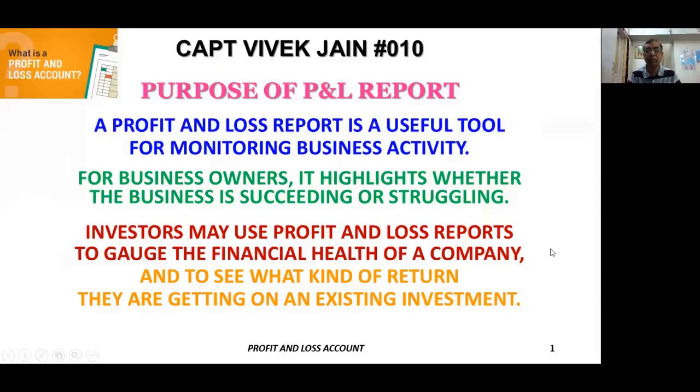The purpose of profit and loss report. A profit and loss report is a useful tool for monitoring the business activity. For business owners and equity shareholders, it highlights whether the business is succeeding or struggling. Investors may use this profit and loss report to gauge the financial health of the company and to see what kind of return they are getting on an existing investment.